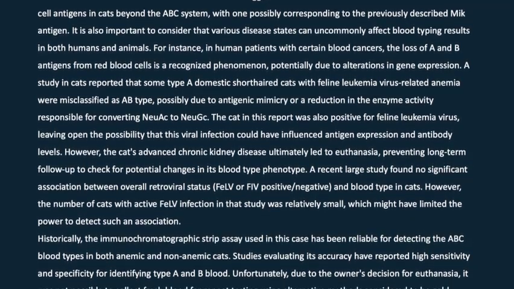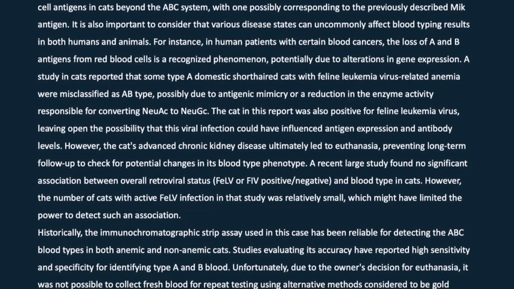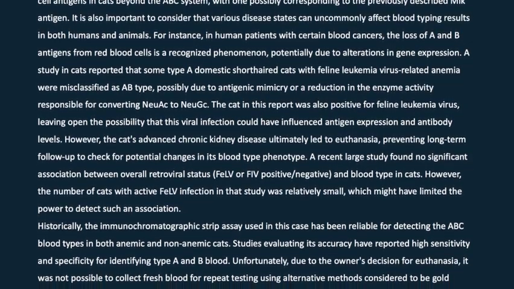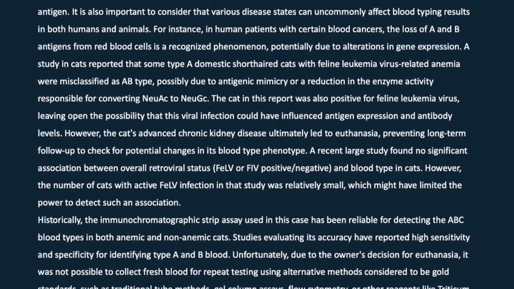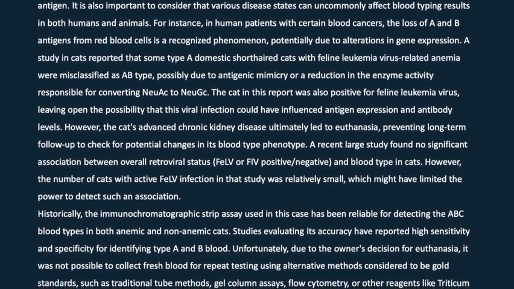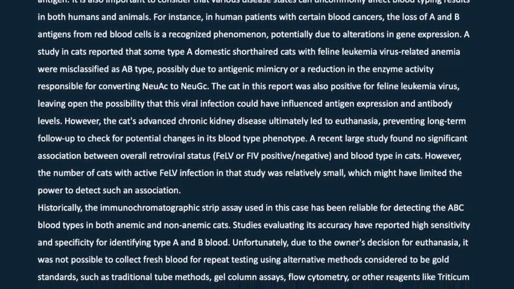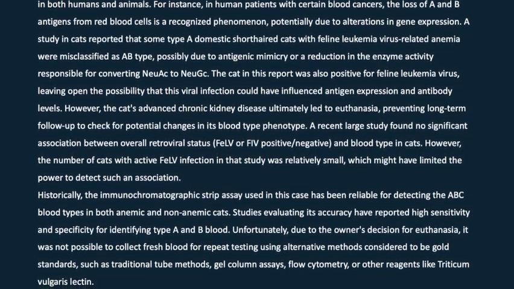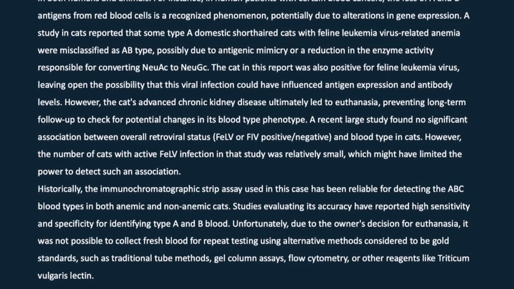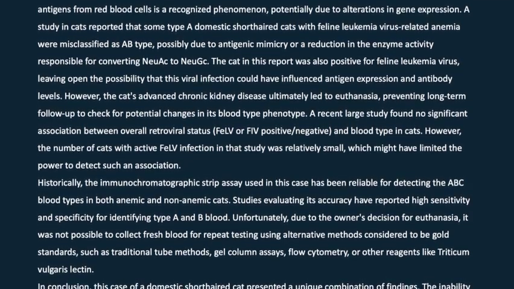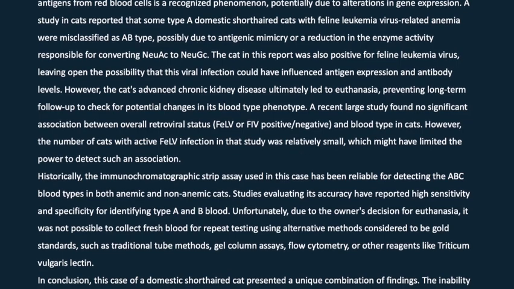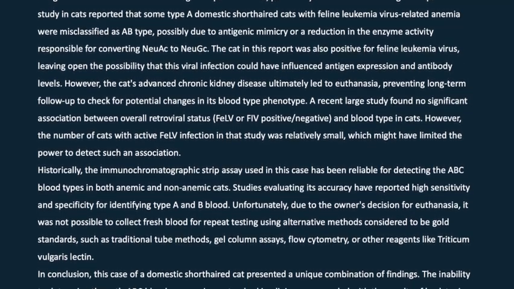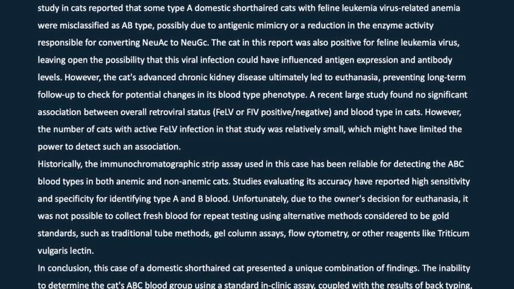However, the cat's advanced chronic kidney disease ultimately led to euthanasia, preventing long-term follow-up to check for potential changes in its blood type phenotype. A recent large study found no significant association between overall retroviral status, FeLV or FIV positive or negative, and blood type in cats. However, the number of cats with active FeLV infection in that study was relatively small, which might have limited the power to detect such an association.